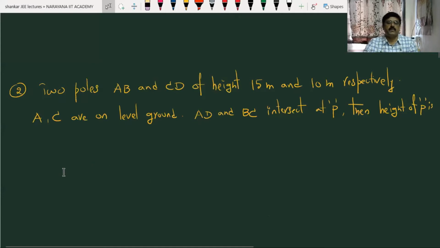Students, next problem. Two poles AB and CD of height 15 meters and 10 meters respectively are there. A, C are on level ground. AD and BC intersect at P. Then the height of P is, this is the problem given, students. It is a numerical type problem given from the sources that we have got on memory based retention. Now see, students, how to crack this problem.